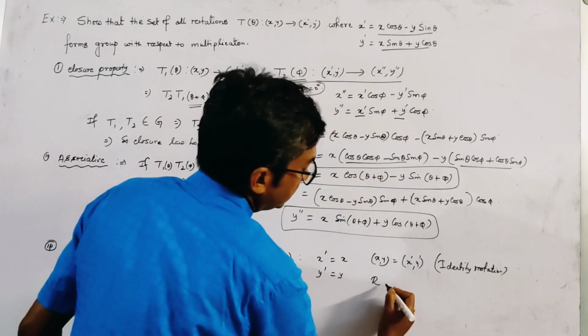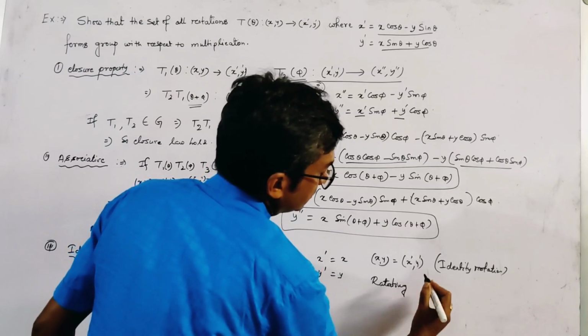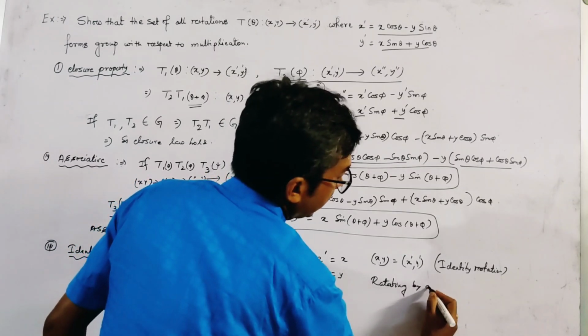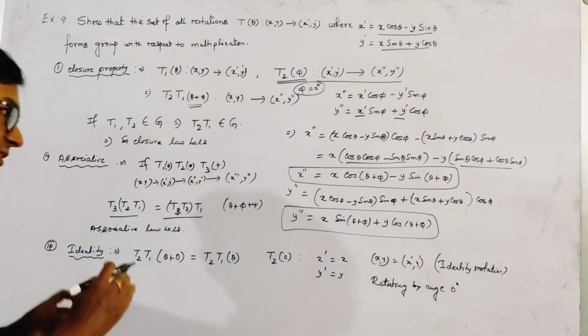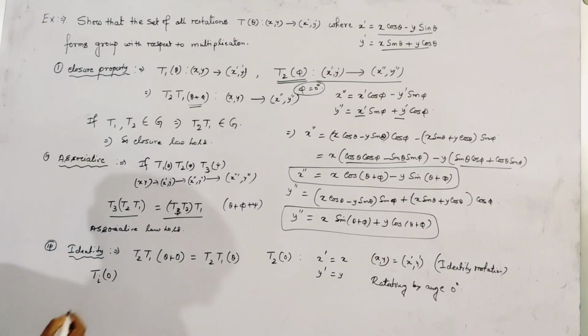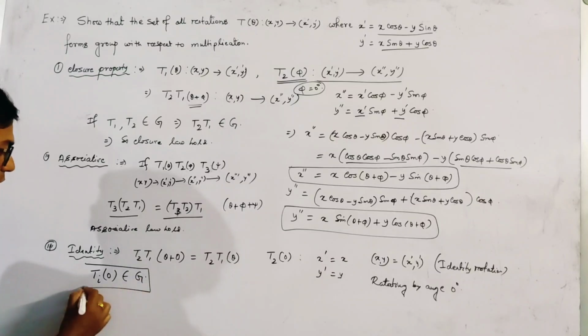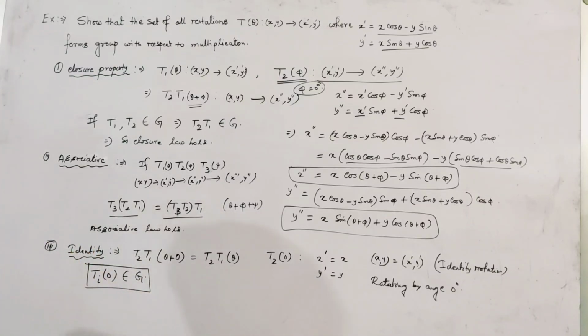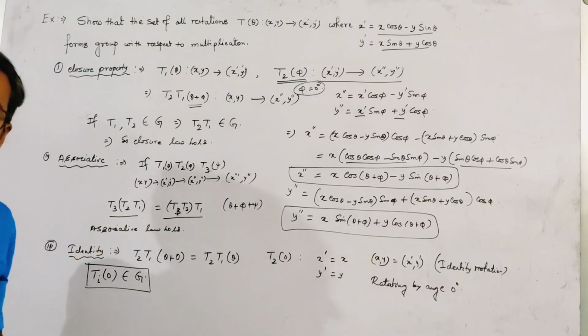This is the rotation by angle 0 degrees. This is the identity rotation, and we name this rotation T_0, and it belongs to G. This is the identity law, or the identity property, of this set G. This is the third property.